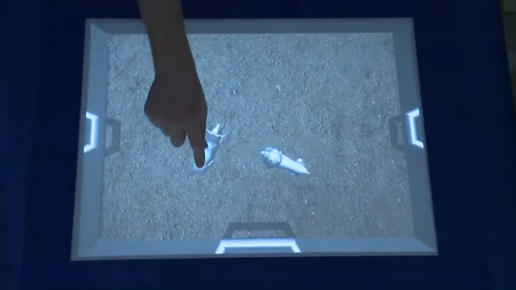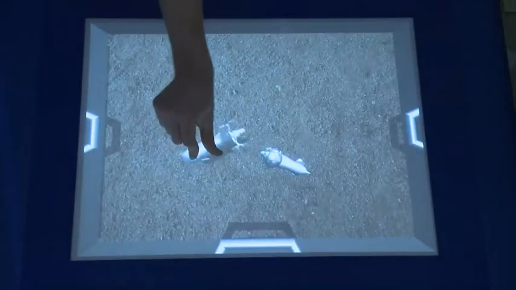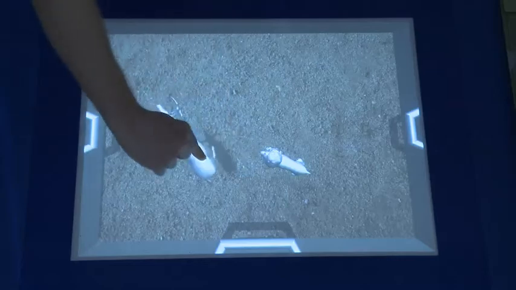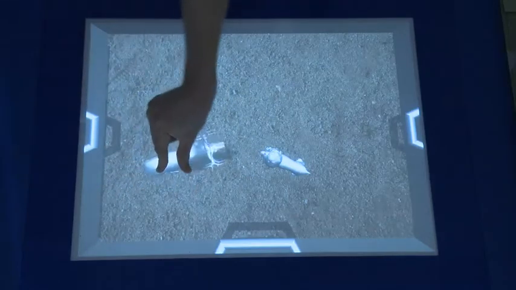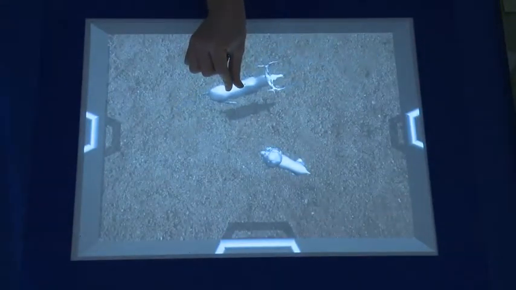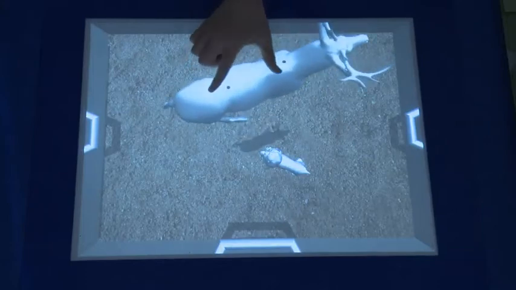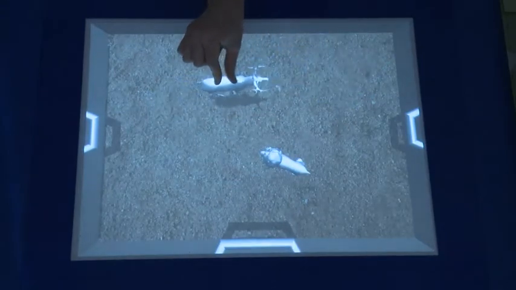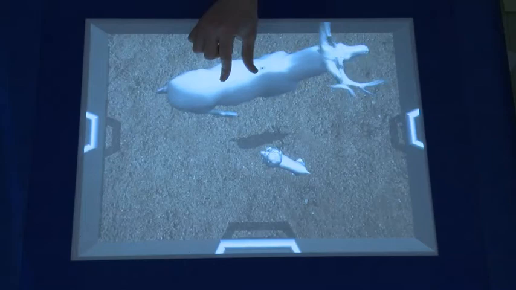The second touch can be used to rotate the object about the z-axis. The second touch can also be used to lift the object. As you spread your fingers apart, the object moves toward the perspective viewpoint. As you pinch your fingers together, the object moves away from the viewer.